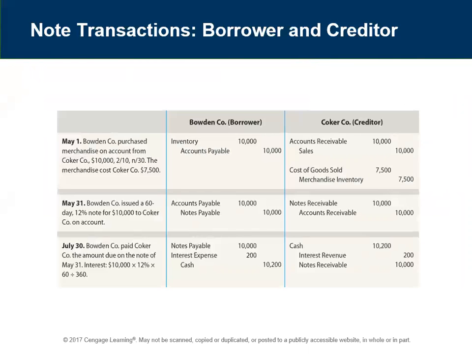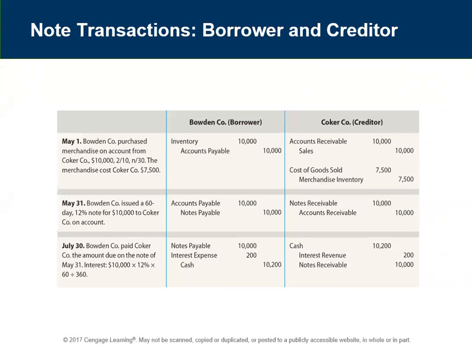So here is just a nice summary slide that's showing you, from both the borrower and the creditor, different types of note transactions. So Bowden's the borrower and they purchase merchandise on account. We had inventory, accounts payable. This is going back to college accounting, just showing you those original journal entries. And then on May 31st, Bowden issued a 60-day 12% note for the $10,000 that we owed. So we're changing from 2/10, n/30 terms with no interest. When we do accounts payable, this was just an invoice. And now on the 31st, we're switching it to a note.